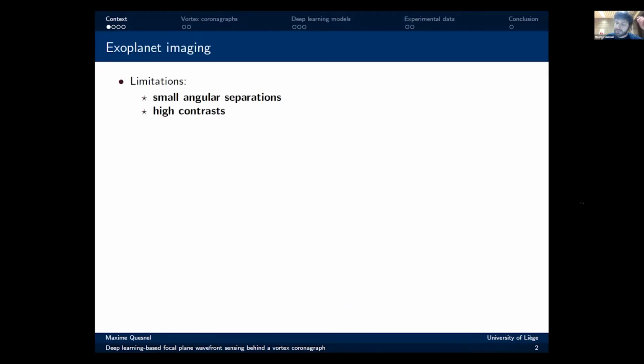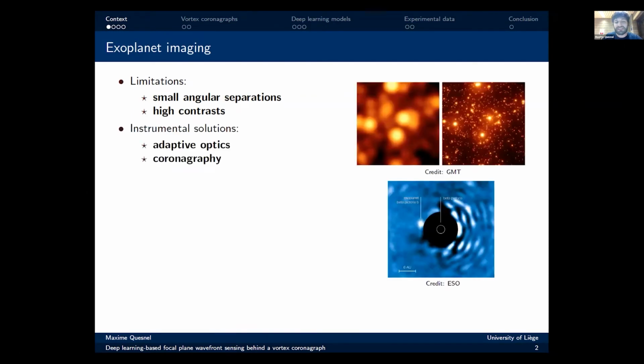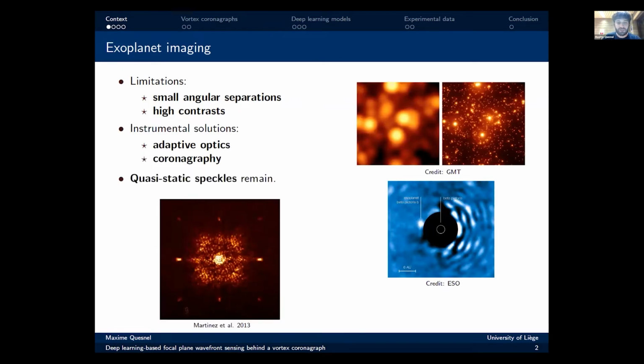First, I would like to give some context about what I am doing. We work on exoplanet imaging, and we have two main limitations: very small angular separation and very high contrast between planets and the parent stars. Usually we use adaptive optics to reach higher resolutions, and coronagraphy to suppress the starlight and reach higher contrast. Nonetheless, we still get what we call quasi-static speckles in the focal plane. These speckles can be quite bright and can look like planets as well, so of course we would like to suppress them to better distinguish planets.